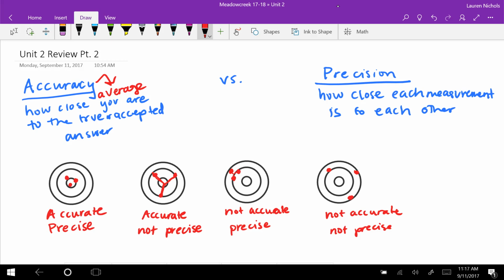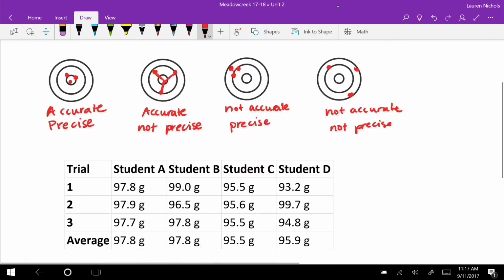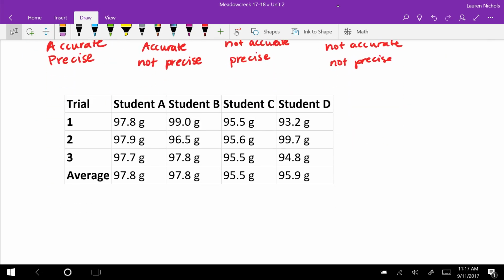But we know that in science, we're not really working with dartboards. So you want to know, Ms. Nichols, what does this look like with data, with numbers, things of that nature? Well, let's take a look at this chart that I have so kindly created for you. So these students, student A, student B, student C, and student D, have been taking measurements, and we see that their measurements were in grams. So that tells us they were using a what? That is correct, a scale, and that these are all mass values.